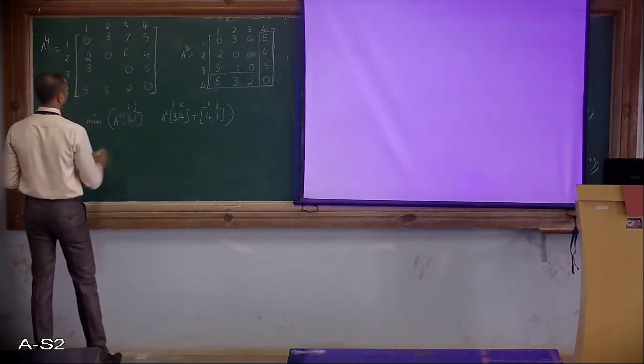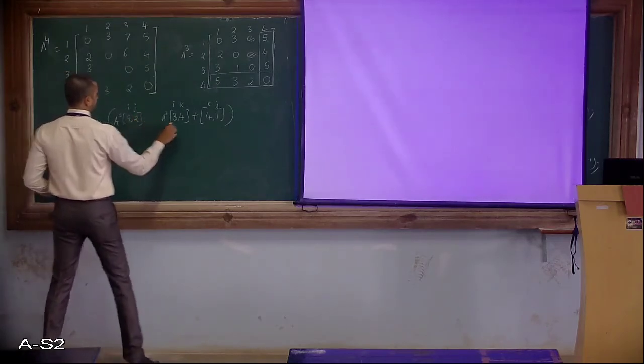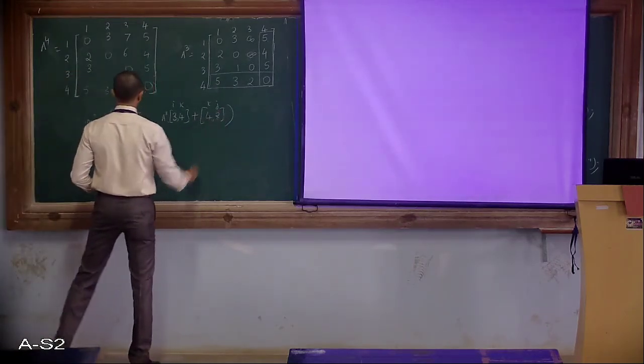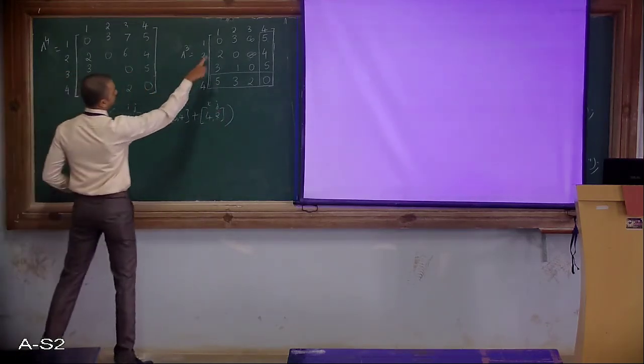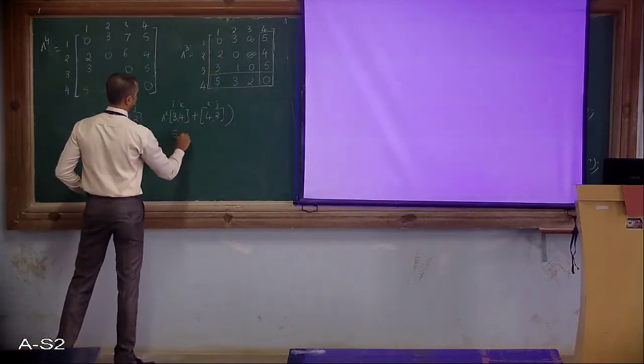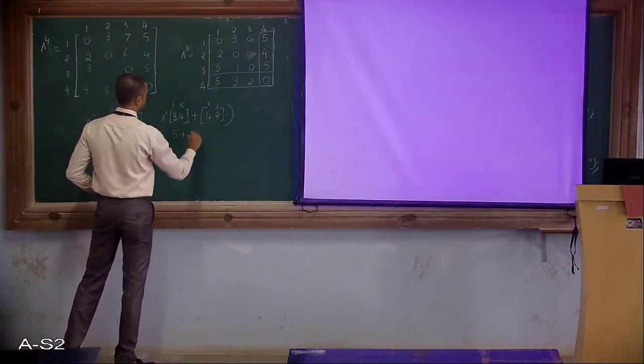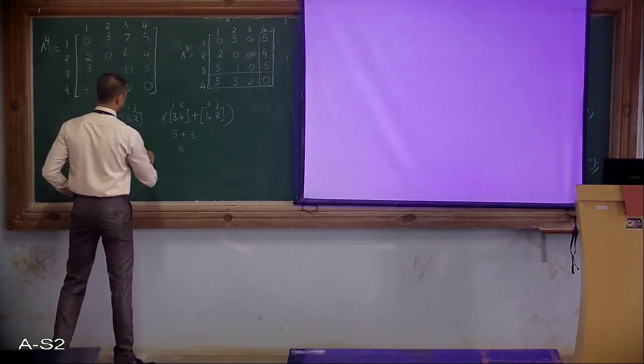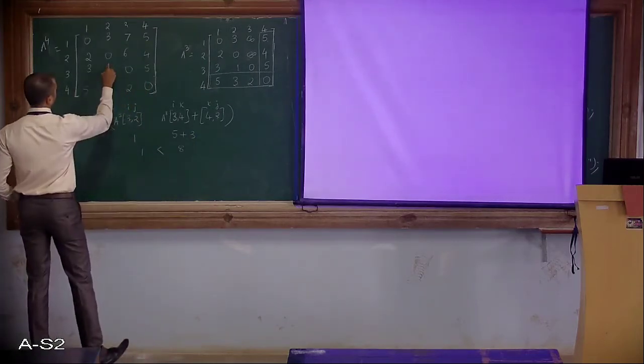Next is 3, 2. So 3, 4 and 4, 2. What is 3 to 2? 3 to 2 is 1. 3 to 4 is 5, plus 4 to 2 is 3. 5 plus 3 is 8. 1 is less than 8. So here I'm going to write 1.